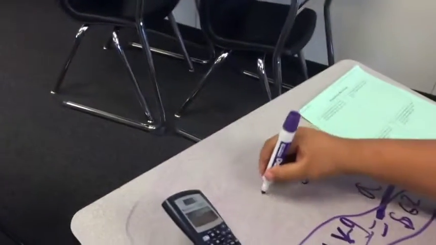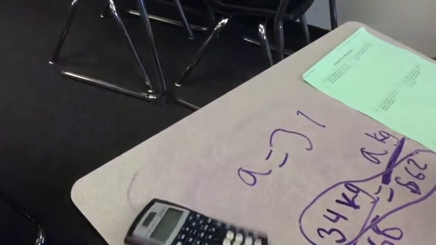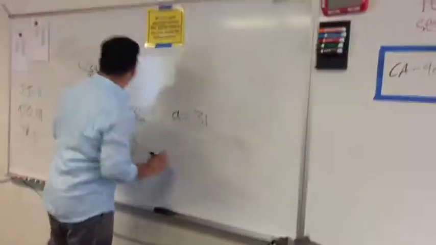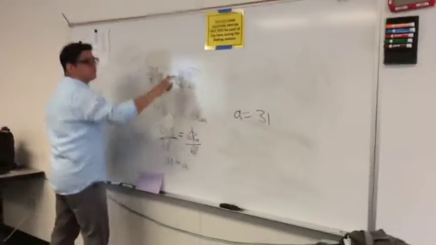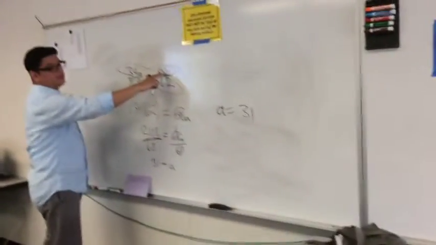Then I'll put 8A equals. So this is going to cancel. This is going to be 31 equals A. Good. So 31, what? Apples or kilograms? KG stands for kilograms. Yeah, that's what John said.